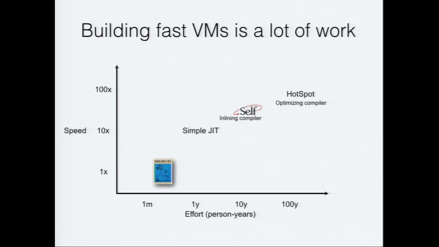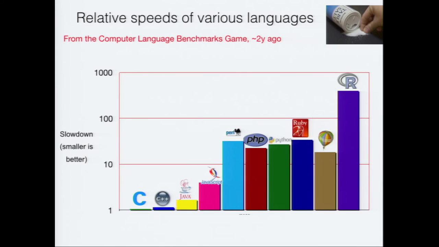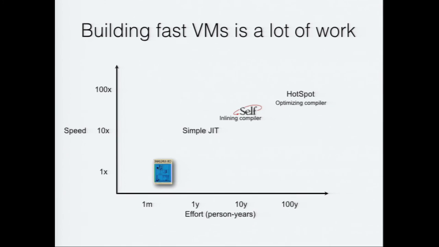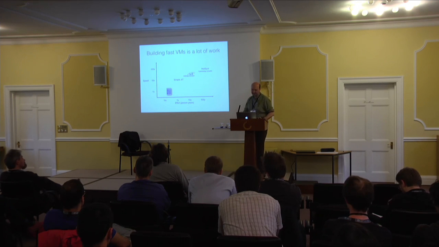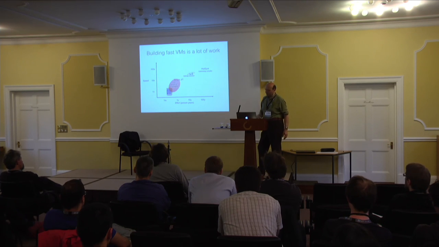So the motivation for making them easier to build is because you want VMs to apply to a wide variety of languages. If you look at how much effort has been put into building some of these things, a simple JIT and a simple VM is kind of a person-year effort, maybe a little less, maybe a little more. The Self VM was perhaps an order of magnitude above that, and the HotSpot VM, I'm sure there's many hundreds of person-years in it. It's just a staggering amount of work. And you don't want to do that for every single language that's out there. You want to be able to reuse stuff.